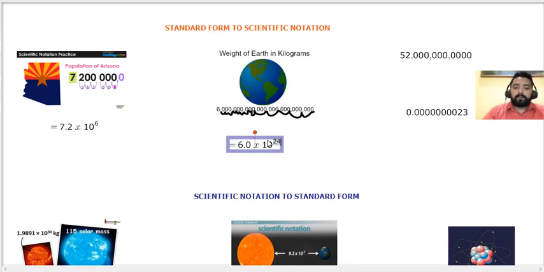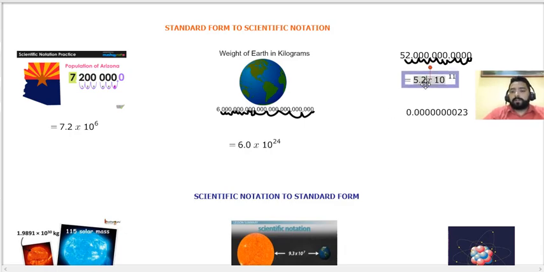We always use the base 10 with scientific notation, because 10 to a power means 10 times 10 times 10, and with this quantity we get all those numbers. Here we have 52 and all the zeros. So we first write 5.2, and then we count the number of places that we need to move: 1, 2, 3, 4, 5, 6, 7, 8, 9, 10, and 11. So it's 5.2 times 10 to the 11th power. This is our answer in scientific notation.